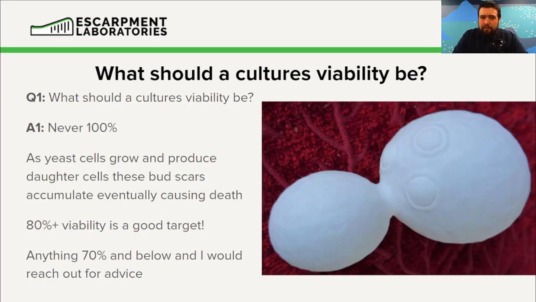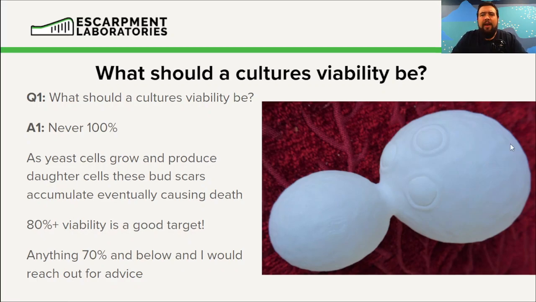Now we'll go through a few questions. What should culture viabilities be? This is a common question we get. And the answer here is never 100%. A yeast cell, as it grows, is going to produce daughter cells. And as those daughter cells remove themselves from the initial cell, which we see here, the mother cell, it's going to create what we call a bud scar. And bud scars, when they accumulate, will eventually kill the yeast cell. They'll go through senescence and all sorts of things like that.